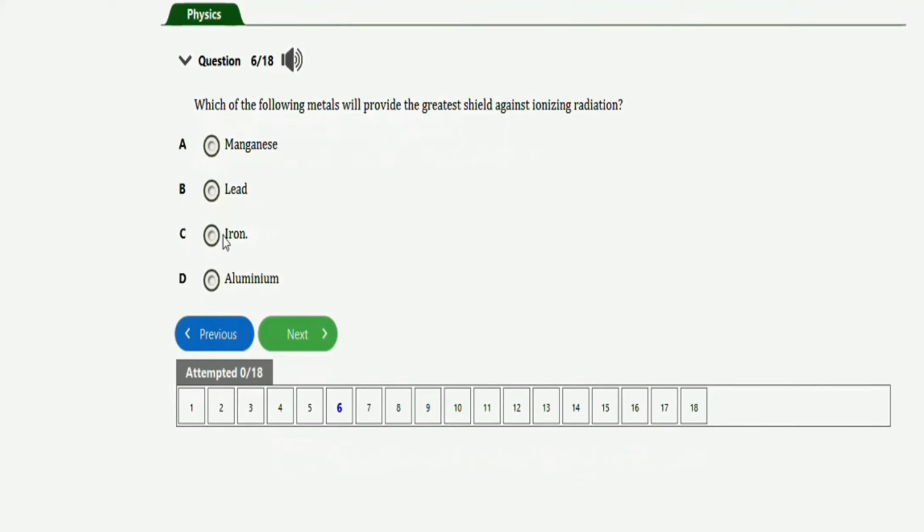It says, which of the following metals will provide the greatest shield against ionizing radiation? We have manganese, lead, iron, aluminium. So the right option is option B, which is lead. Very important. Take note of this question. Next question will be this one. It says, one of the properties of gamma rays is that they are neutral, negatively charged, positively charged, massive. This question is also very simple. The right option is option A, they are neutral. Next question will be this one.